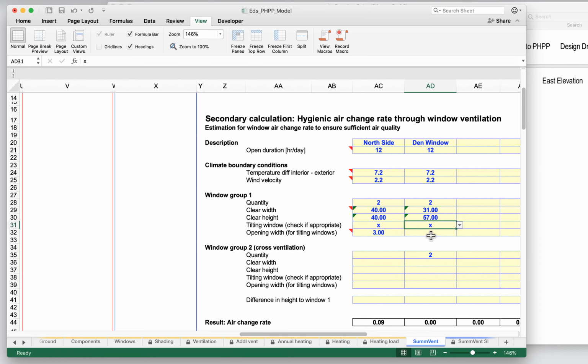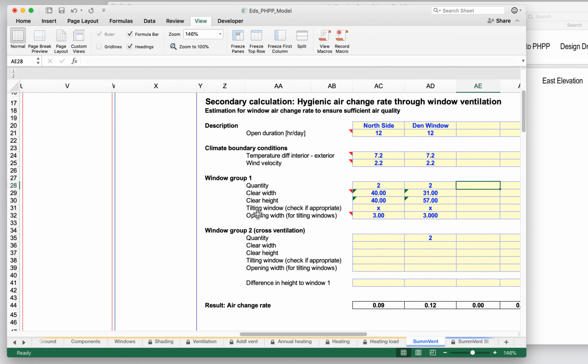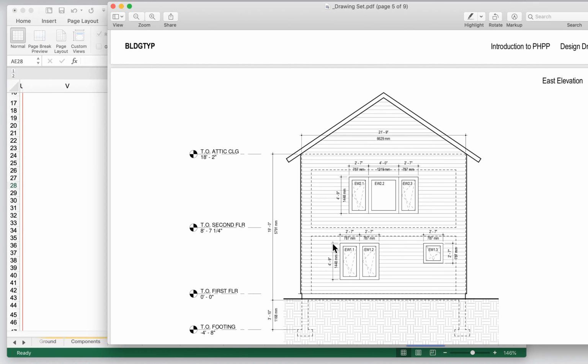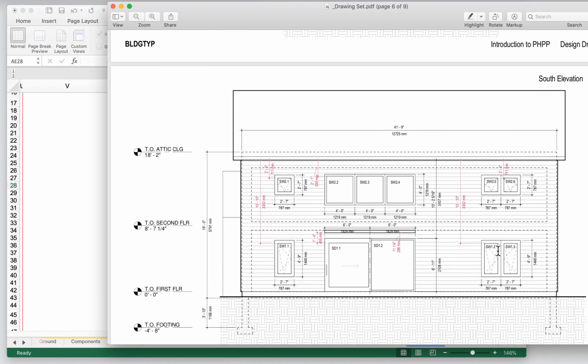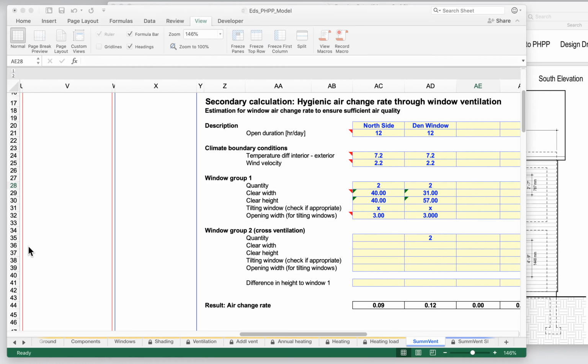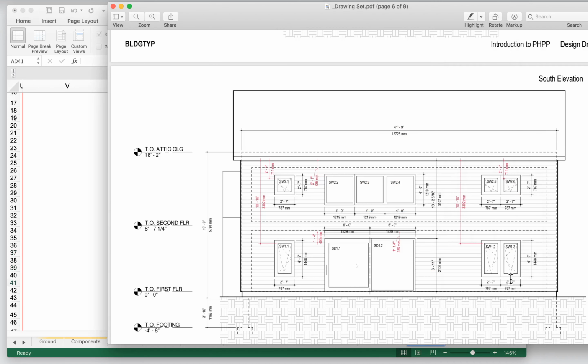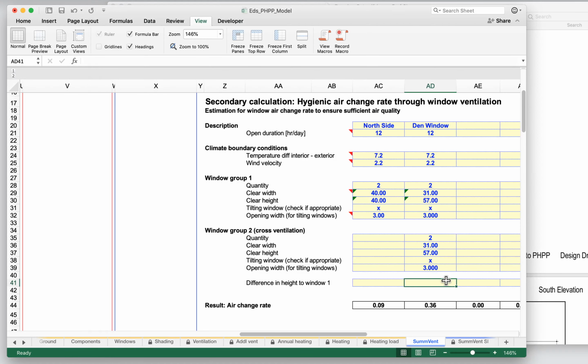These are tilt windows, and let's say that they have the same 3-inch opening width. And then group 2 will be these guys over here, and they are the same, 2'7" wide, 4'9" tall. So I'll do the same thing. I'll just say 31 and 57. These are also tilting windows, and these will also have the same 3 for an opening width. And I don't think we have any difference in window height. It looks like they are at exactly the same elevation, so I'm going to say there is no difference in height. But notice those windows are now going to give us 0.36 ACH.